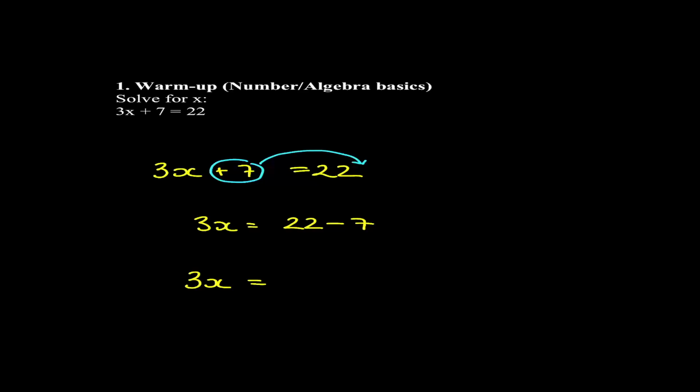And 22 take 7 is 15. And then finally, we just want to get rid of this 3. So we just divide both sides by 3. 15 divided by 3 is 5.